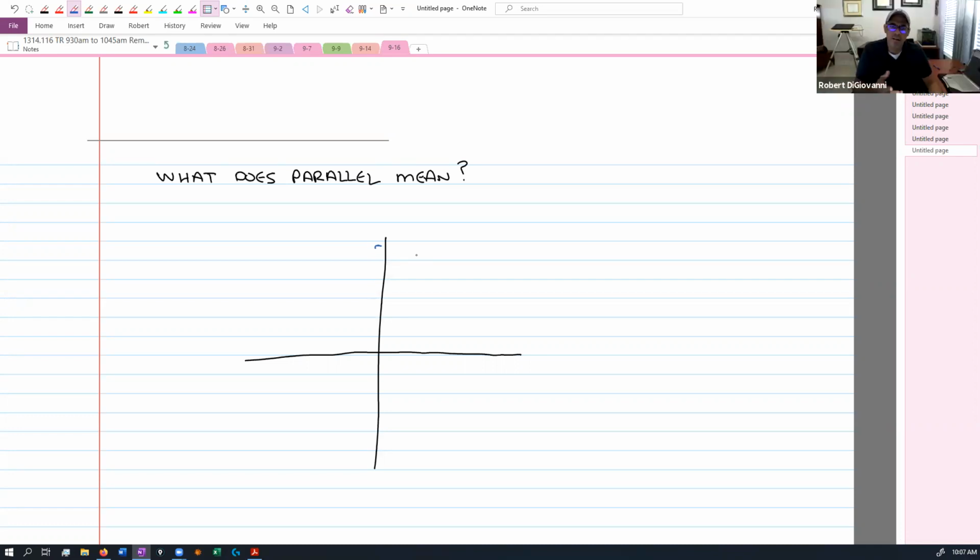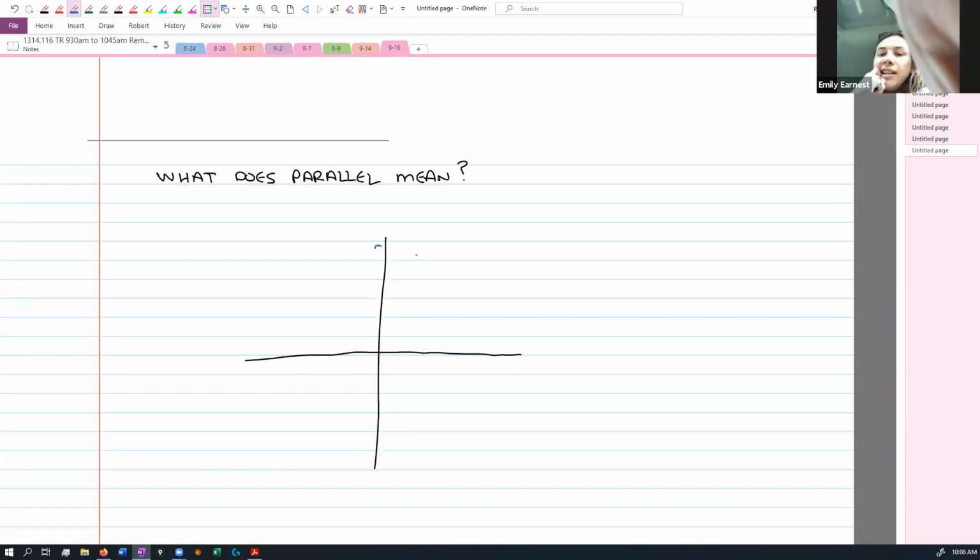Okay. What you said about the slopes is correct, but that's a little bit more than I was looking for. Just explain to me in words what parallel means. So you said it's two lines that don't intersect each other, yes. Okay. Does someone want to add their own?